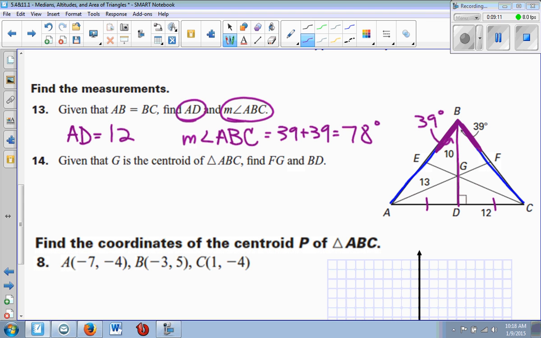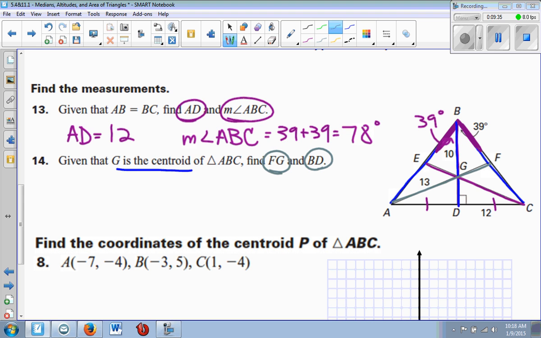In number 14, it says that G is the centroid, which means that from B to D is a median, from E to C is a median, and from A to F is a median. It means those are all medians. So it wants you to figure out what FG and BD are.